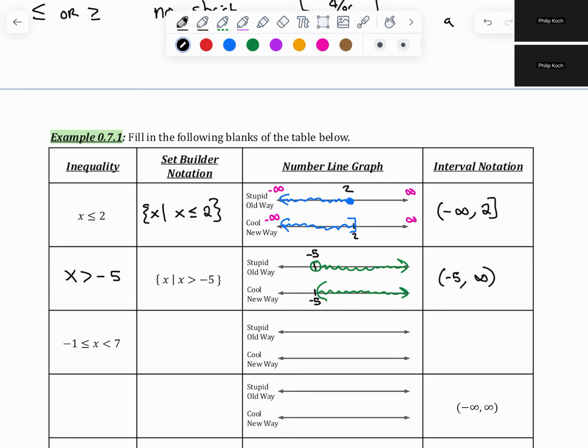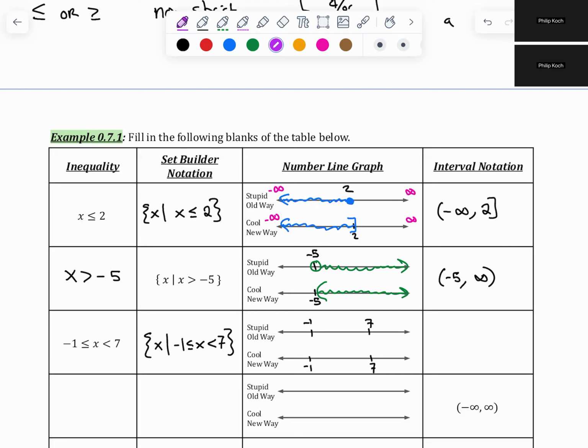The next one is a compound inequality. It's x is greater than or equal to -1, but it's also less than 7. Set builder notation is curly brace, all x such that -1 is less than or equal to x is less than 7. So there's 2 values that x is sandwiched between. We'll plot both of those values on the number line. Here's -1, here's 7.